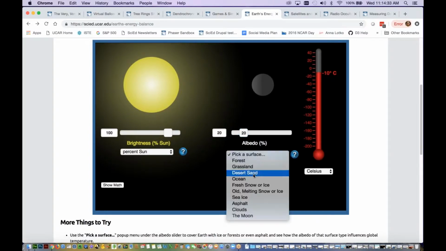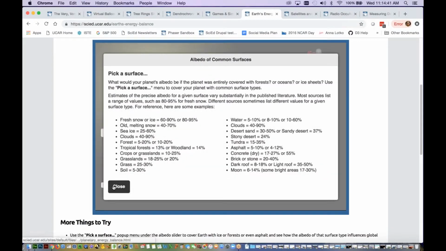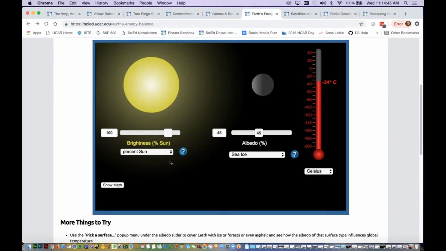You can do things like pick a surface. So let's say if we want sea ice, it'll pop you to the appropriate albedo. We've got a bit of a table here describing the different sort of surfaces and the kind of range of albedo. You can play around with the sun's brightness as well and mess around with different temperature scales.